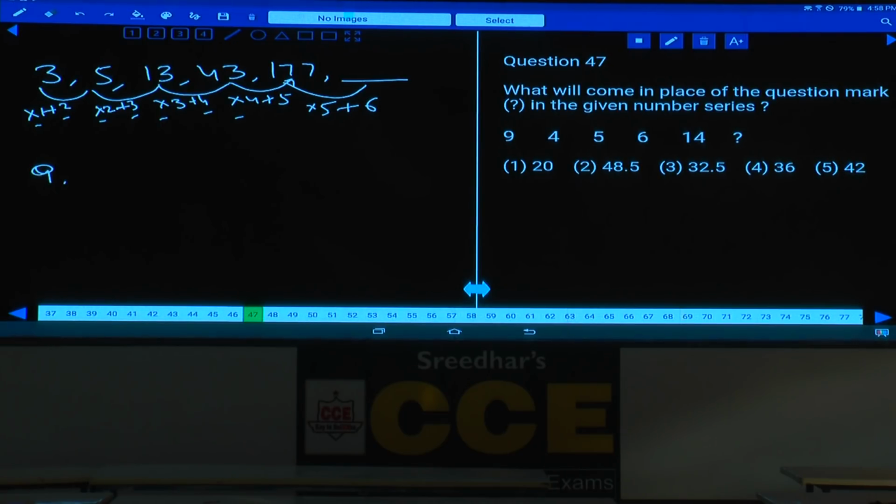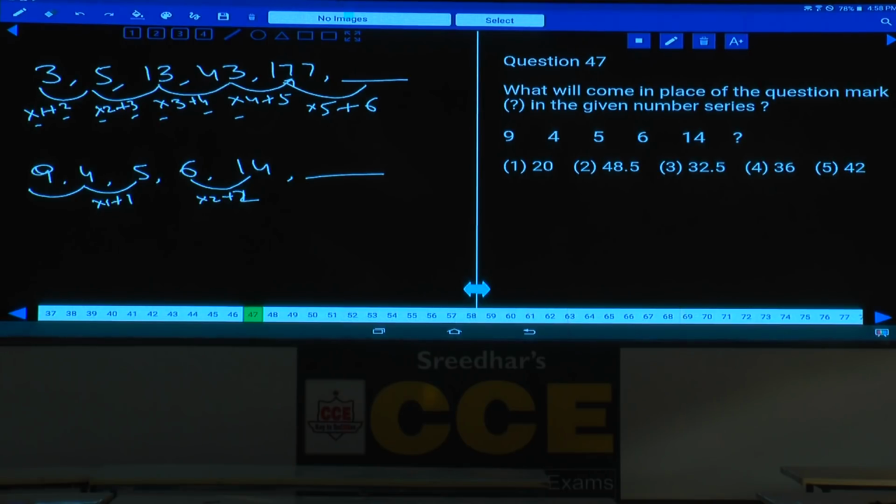Then question number 47. 9, 4, 5, 6, 14. Then what should be the next one? And 6 and 14, how to write this one? 6 into 2 plus 2, can we write like this? 6 into 2 is 12, 12 plus 2 is 14. Next one, 4 and 6: 4 into 1 plus 1, then into 1 plus 1, into 2 plus 2. Then 9 and 4, the number decreased.